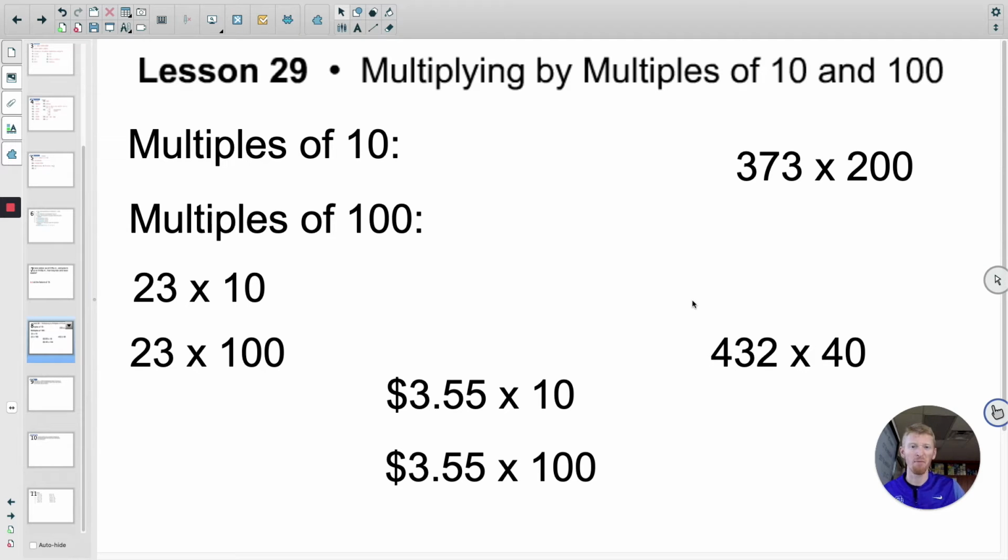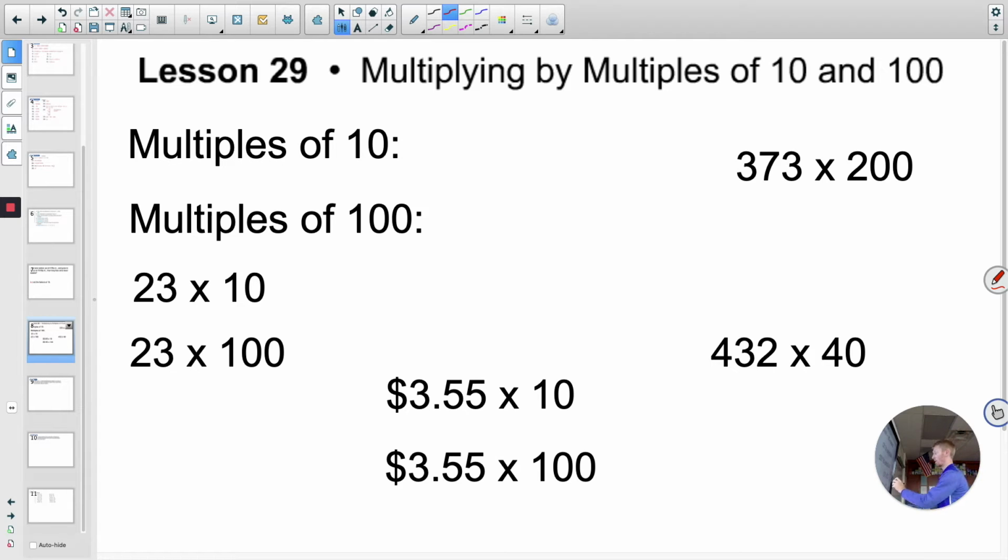All right, fifth grade, we have multiplying by multiples of 10 and 100 today. Whenever multiplying numbers by 10 or 100, you'll do one of two things. You'll either move the decimal spot or you'll add zeros to the end of the number.